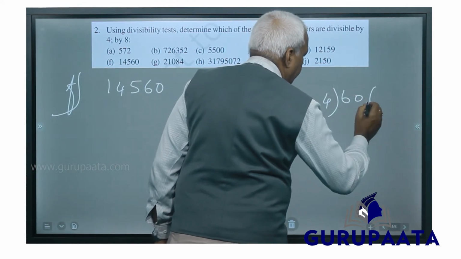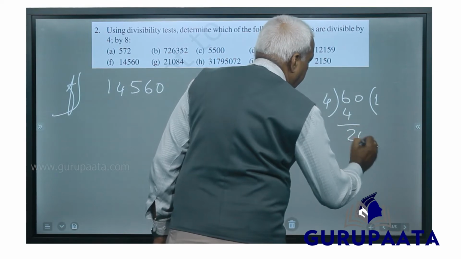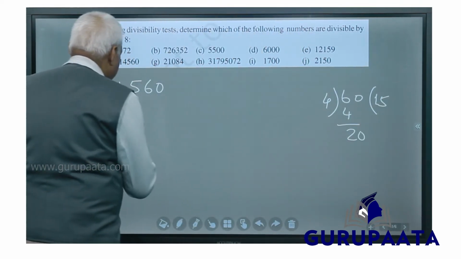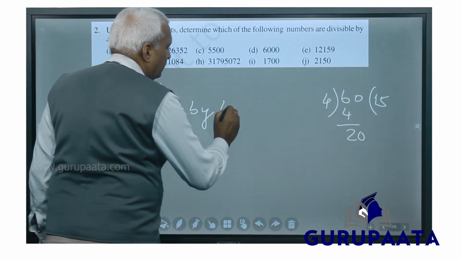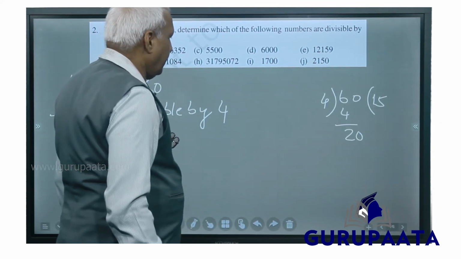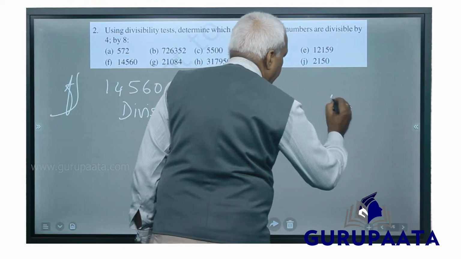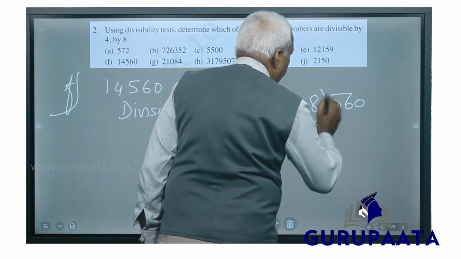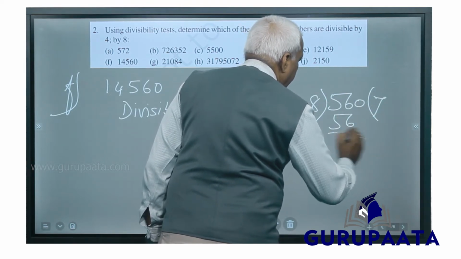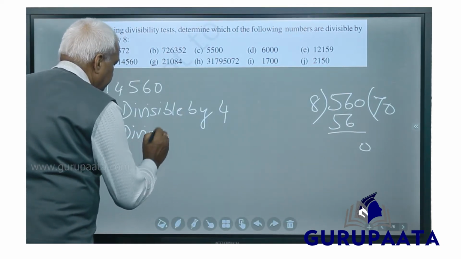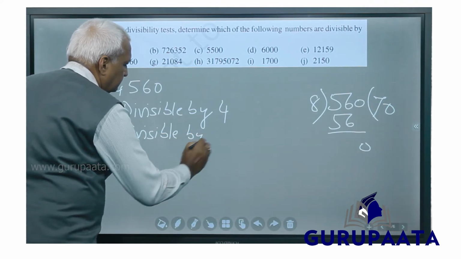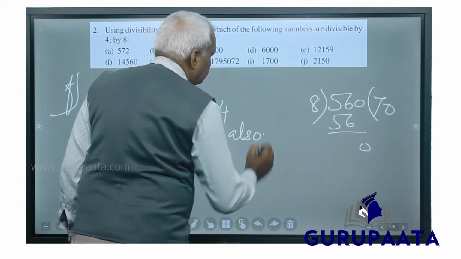divided by 4, 4. So this number is divisible by 4. Now again we will take 560 for divisibility of 8, divisible by 8 also. Now we will go for G.